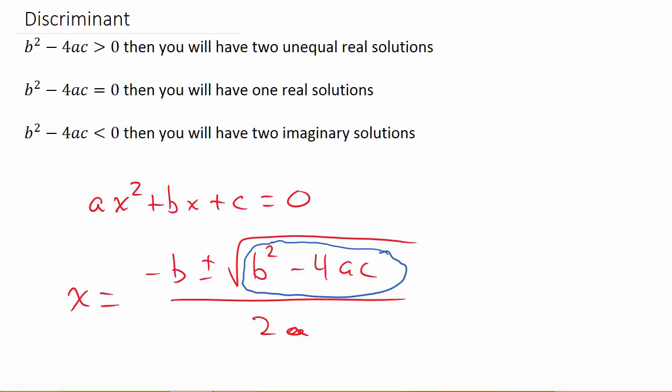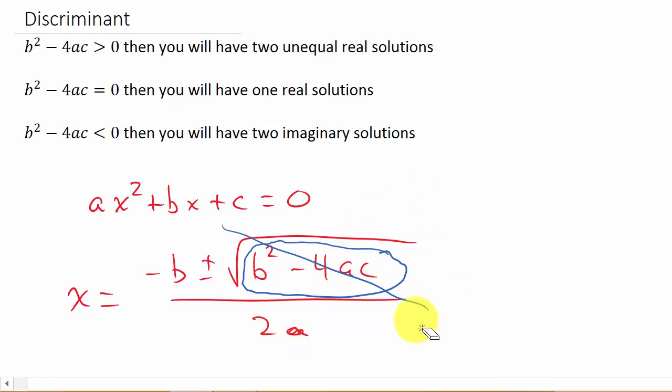And it makes sense. Look at this. If this is a positive number, then we've got negative b plus or minus the square root of a positive number over 2a. So we'll have negative b plus the square root of that positive number over 2a, and negative b minus the square root of the positive number over 2a. Well, if this is 0, then this term goes out, and all we're left with is negative b over 2a. So you can see how that's only one real solution.